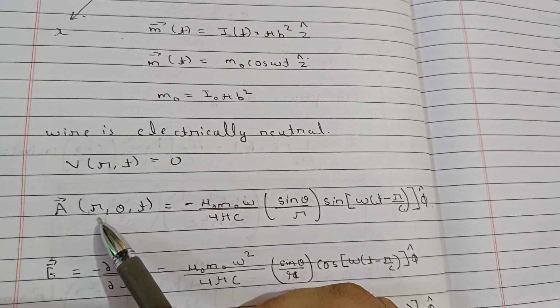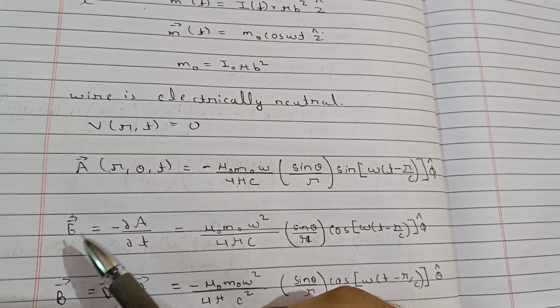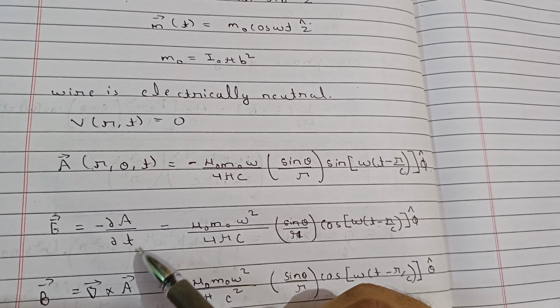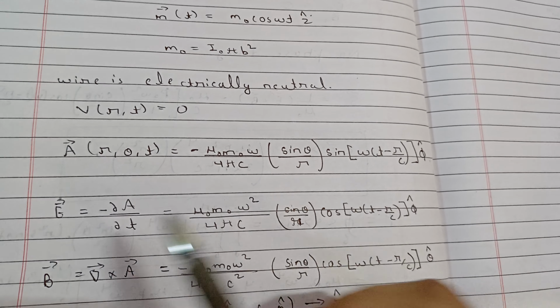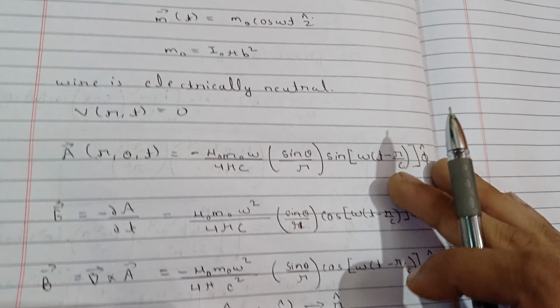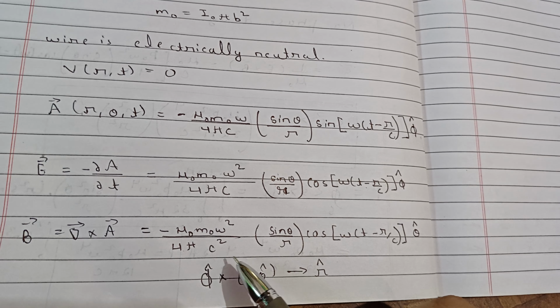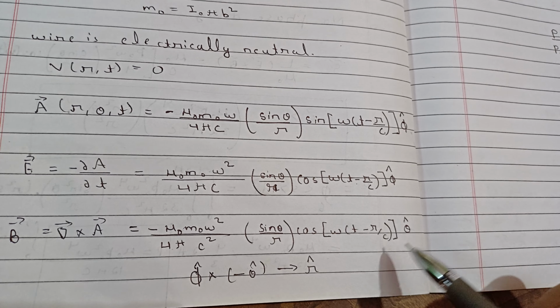Again you have V and A, so you can find E and B. E is minus gradient V, and gradient V is 0 because V is 0. So only the expression minus del A by del t remains. Just take the differentiation of this and it will give you E, which will be in the phi cap direction. B will be given by curl of A, so that will be minus mu naught m naught omega square by 4 pi c square, sin theta by r, cos of omega t minus r by c, theta cap.